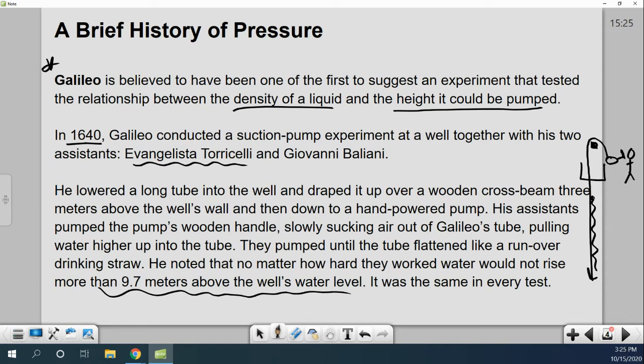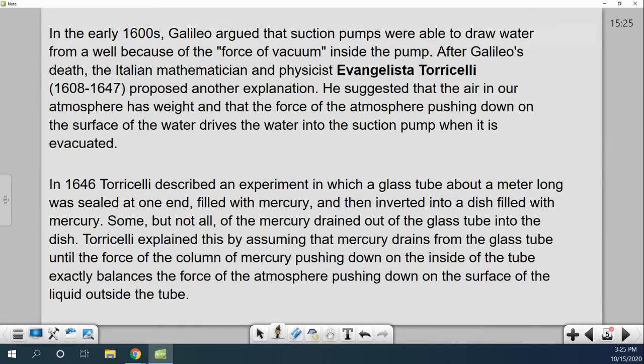If he tried to evacuate and suck all the air out of that tube, water would get sucked up, but only to 9.7 meters. He's like, okay, why is it exactly this number? And so he theorizes that there's some connection between the suction he's creating and how high water can go. In the early 1600s, he'd argued that suction pumps were able to draw water from a well because of the vacuum inside the pump. So he said the vacuum creates a force, and it has enough force to pull the water up a certain amount. That'll change based on your liquid.